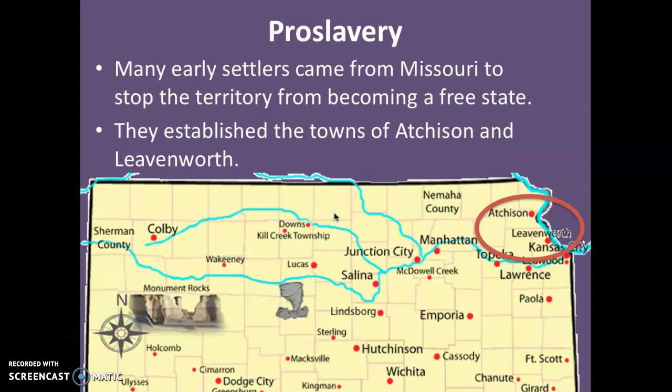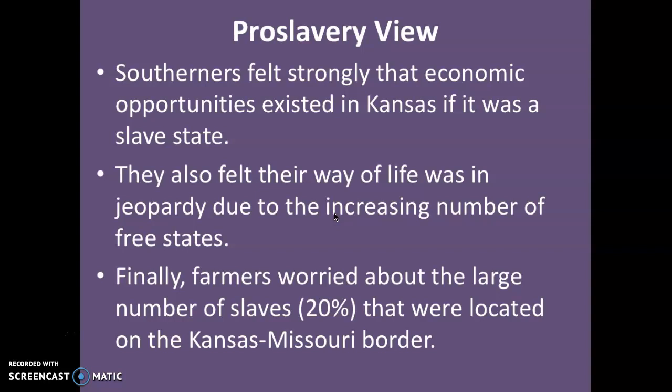So first, looking at pro-slavery, so many of them came across the border from Missouri to come into the territory, hoping to keep it from becoming a free territory, then a free state. Their main settlements were in Atchison and Leavenworth, just across the river from Missouri, and so they had established those places. Now, their viewpoint of why Kansas should have been a slave territory, then state, was that there was a lot of economic opportunities in Kansas.